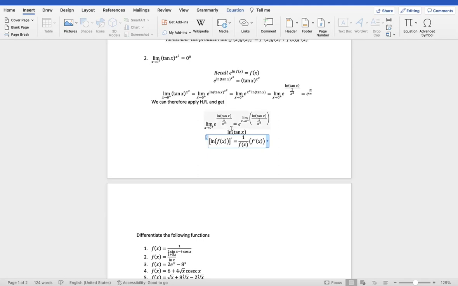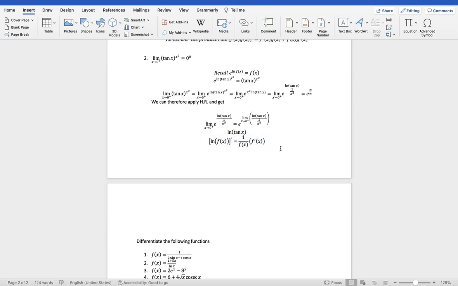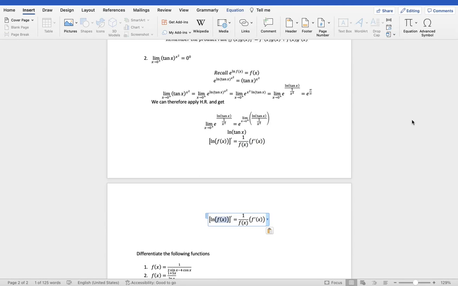Now let's apply it to our function tan of x. Let's copy this and apply it to our function tan of x. So for tan of x, we have ln of tan of x, which is equal to 1 over tan of x, multiplied by the derivative of tan of x. And what's the derivative of tan of x?